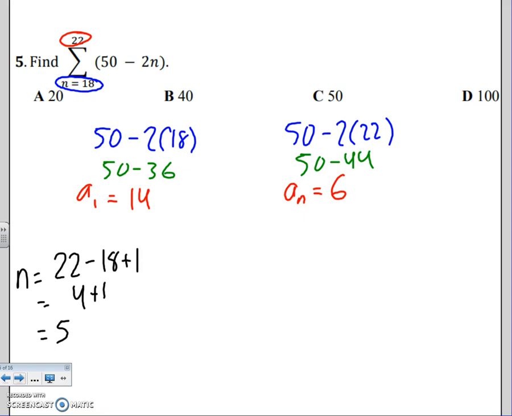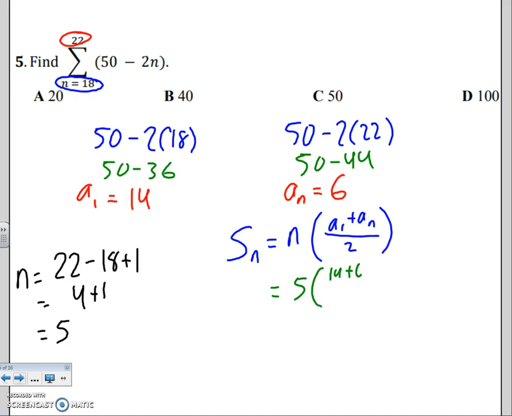So let's use blue. The sum of the series, because it's not multiplying, there's no exponents, s sub n equals n times a sub 1 plus a sub n all over 2. Fill it in. So n is 5 times a sub 1 is 14 plus a sub n is 6, over 2. And you type that in the calculator or do it by hand. That one's pretty easy to do by hand actually.